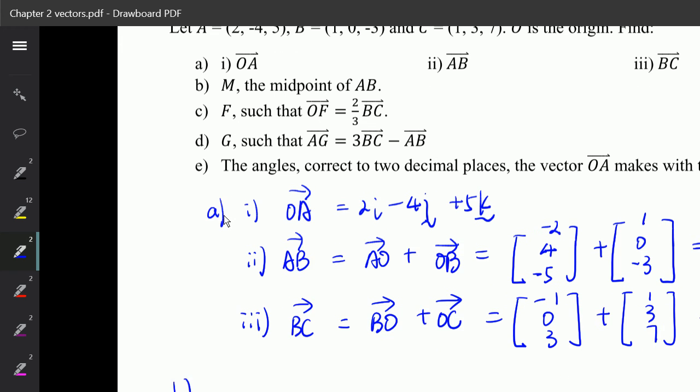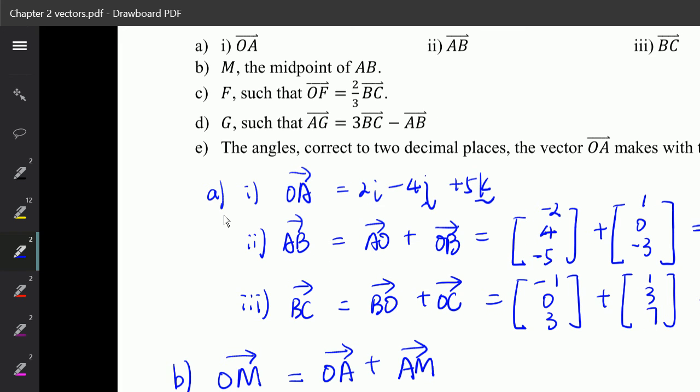That's part A. Now for B, I want to find M, the coordinates of M. So I need to find OM. M is the midpoint of AB, so I need to relate that to AB. If AB is like this, M must be here.